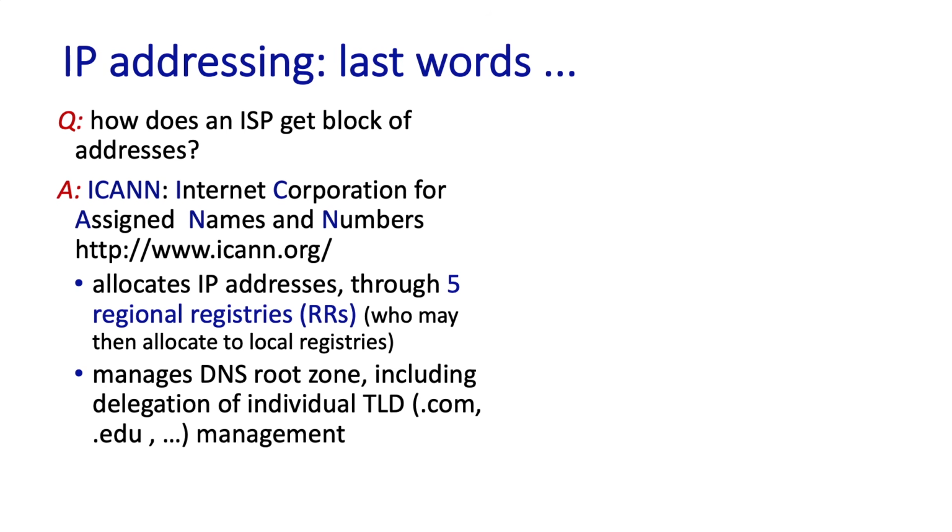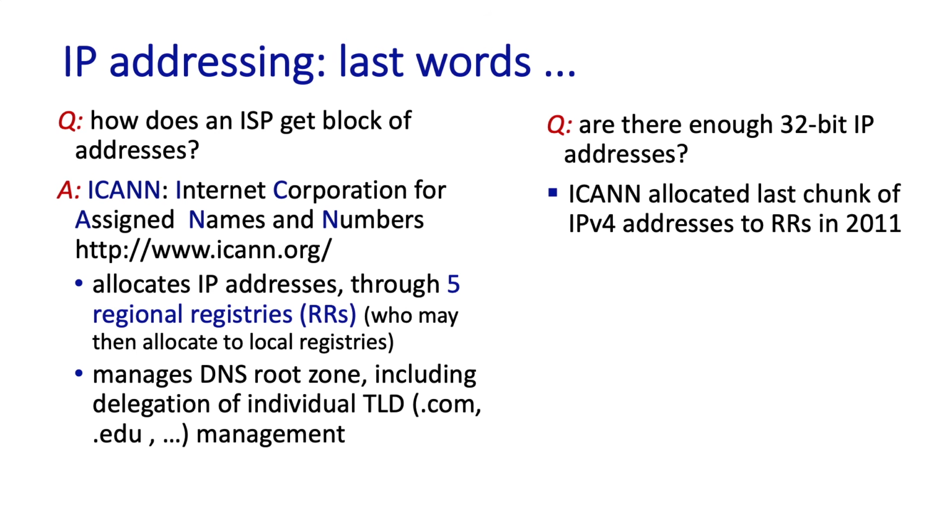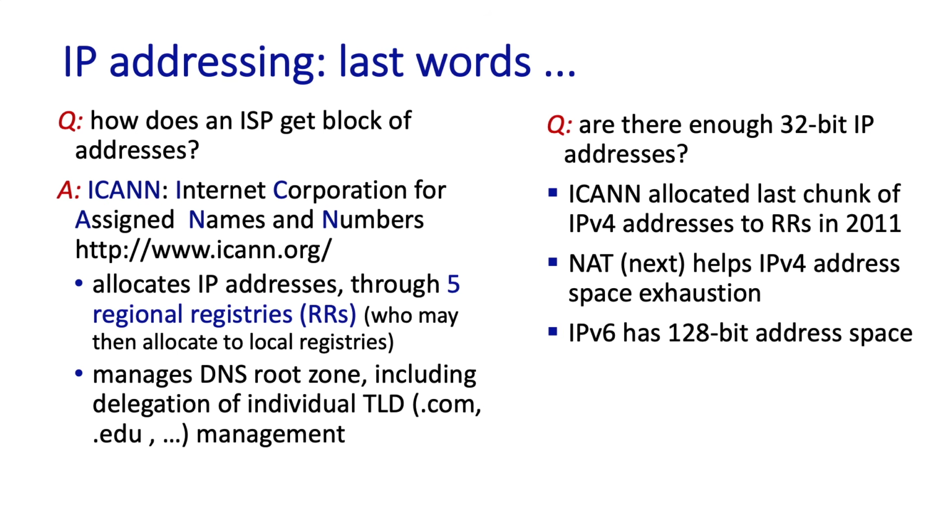Well, let's wrap up here by considering IPv4's 32-bit address space. In 2011, ICANN Central allocated out the last of its available chunks of 32-bit address space to the regional registries. ICANN has no more address space to allocate out, although there's some unused address space still sitting in the regional registries.